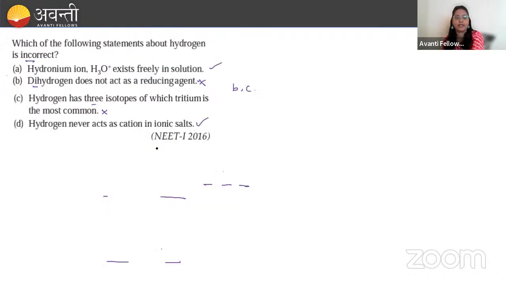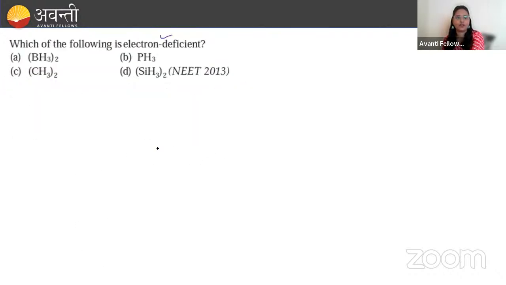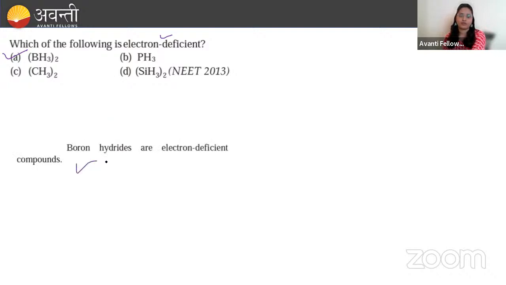Sorry. Yeah, next. Which of the following is an electron deficient species? Can you tell me the electron deficient species? You know BH3 is a Lewis acid, right? And B2H6, diborane, is an electron deficient species. So our answer will be option A. Boron hydrides are electron deficient compounds. Very, very important, and please remember this.